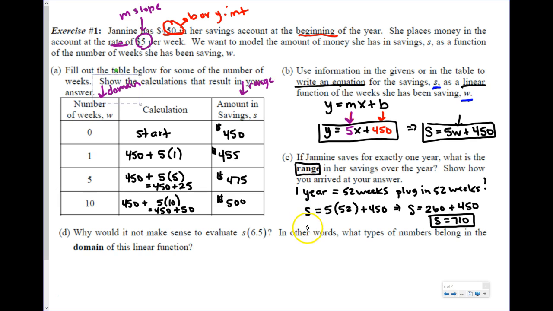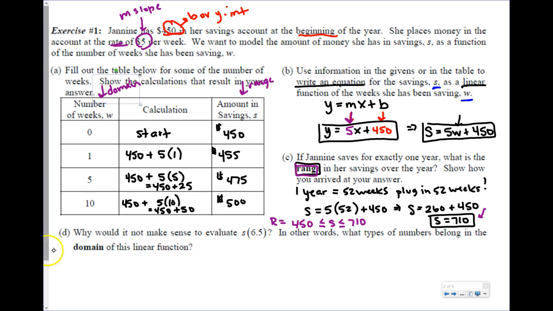Well, my lowest number is 450. That's the minimum amount she has in her savings. And then the highest amount she's going to save, because she's looking for the 1 year, is this 710. So her range of savings is from 450 to 710. That's how much she'll have saved from the lowest in the year to the highest in the year. She'll have started with 450 and saved up to 710. Okay? So that is my range.